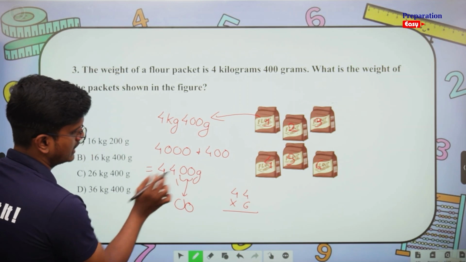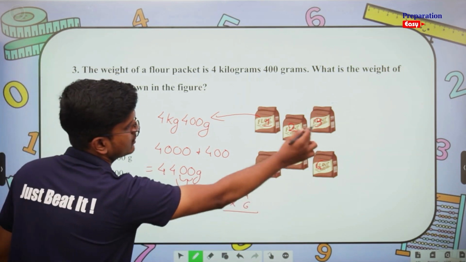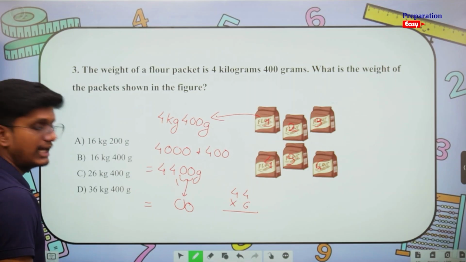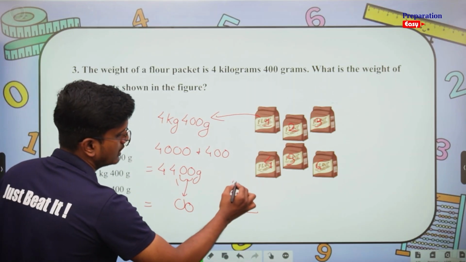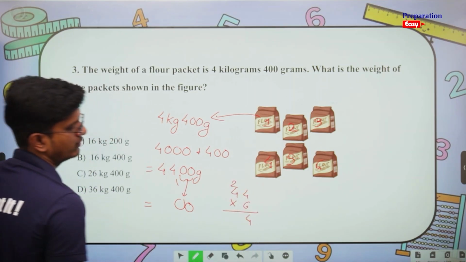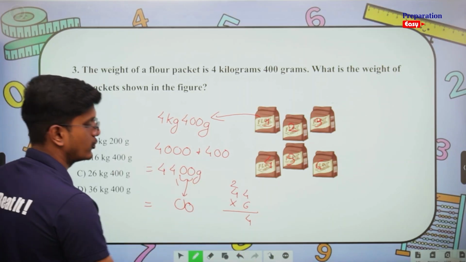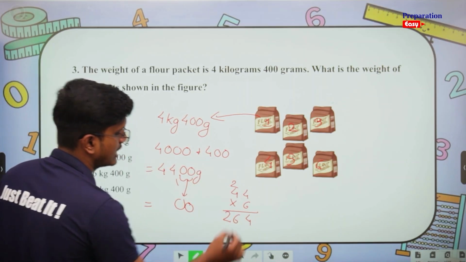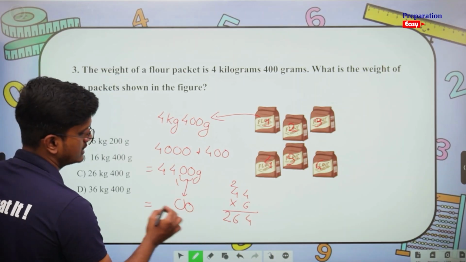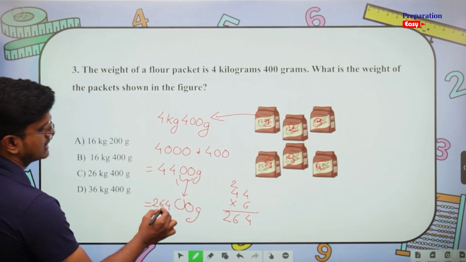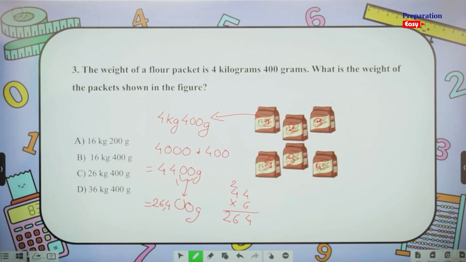Just multiply this 44 with 6. Why 6? Because we have 6 packets. 6 1s are 6, 6 2s are 12, 6 3s are 18 and 6 4s are 24. 2 carry, 4 down, 6 4s are again 24 plus 2, 24 plus 2, 25 and 26. So we get it as 264. These zeros, write it as 26,400 grams, right? It's 26,400 grams.